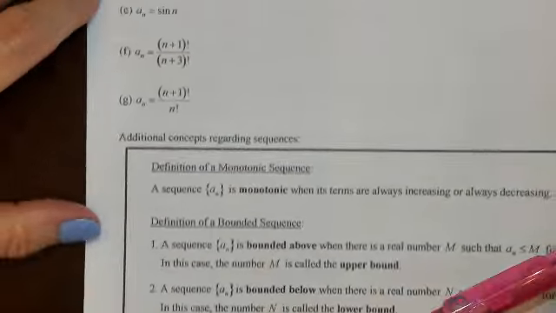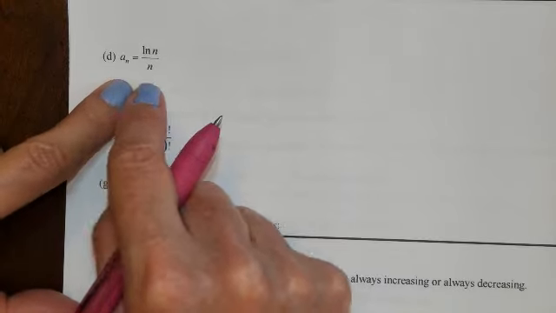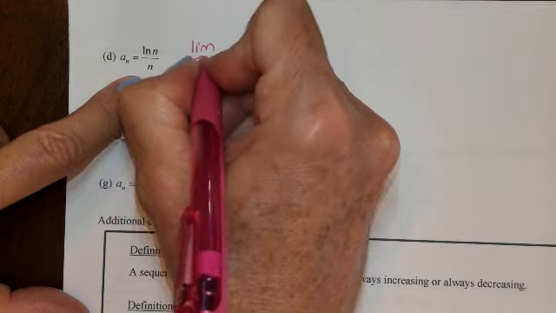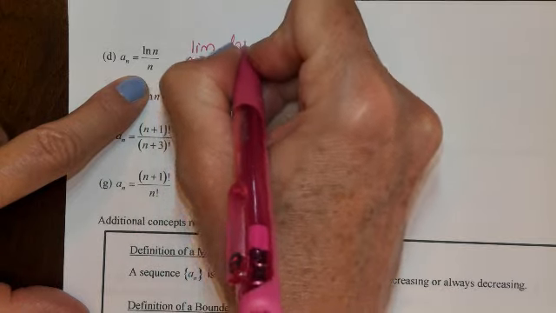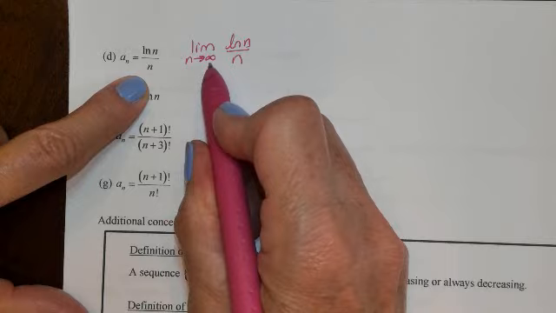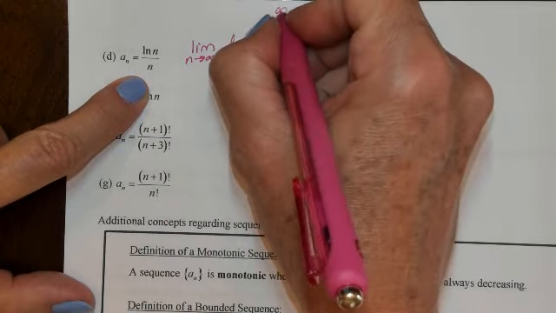Let's take a look at another one. D here. All right, let's take a look at this limit. So limit as n goes to infinity of natural log n divided by n. Well, if we just let n go to infinity, we're going to get infinity over infinity, aren't we?